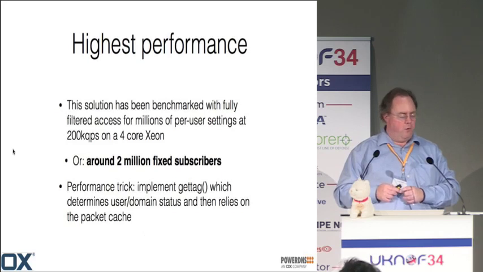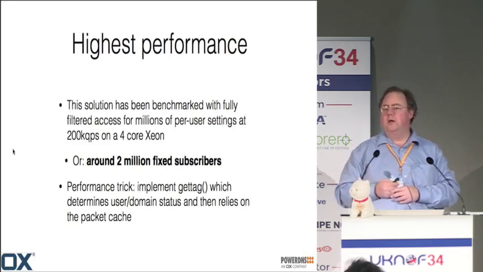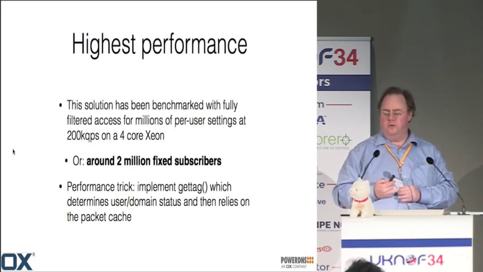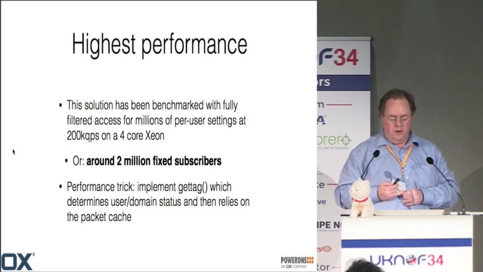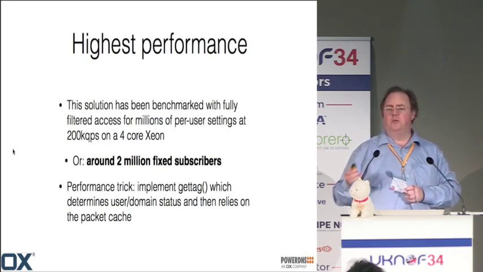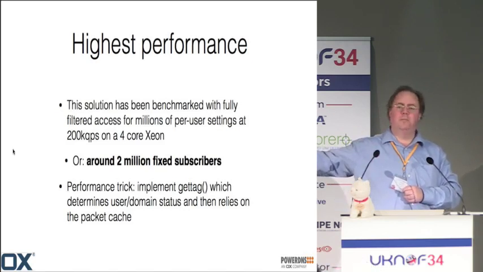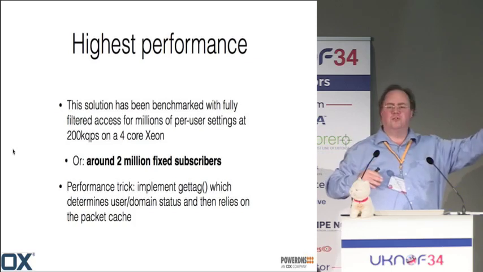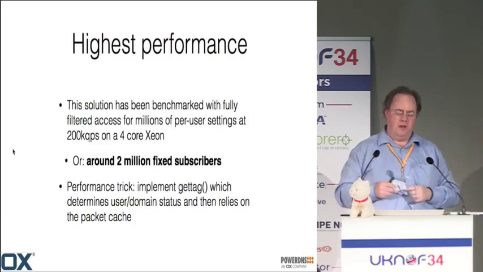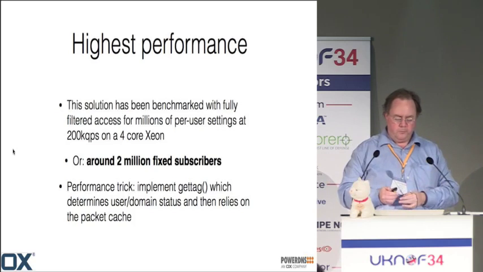So does this perform? Luckily, it does. With the cache trick, you can get around 200,000 queries per second out of a 4-core Xeon box. And if you really want to do it well, you can use the function getTag to say these are the pre-blocked answers that come from the packet cache, and these are the open answers that also come from the packet cache, and that makes it zoom.